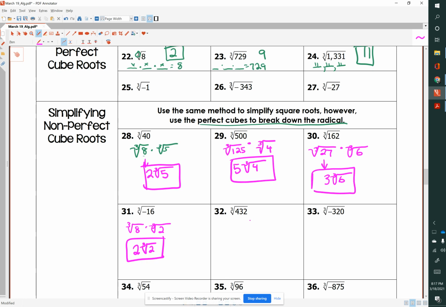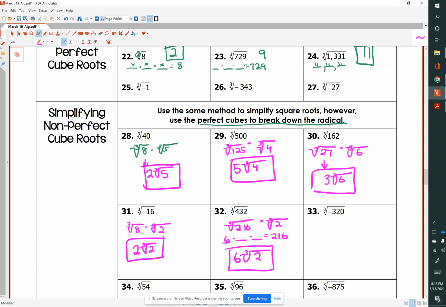Cube root of 432 can be thought of as the cube root of 216 times the cube root of 2. So we'll put it all together. The cube root of 216, what times what times what equals 216? And the answer would be 6. 6 times 6 times 6 equals 216. So we pull the 6 out, and we're left with the cube root of 2 inside, and that's our final answer.